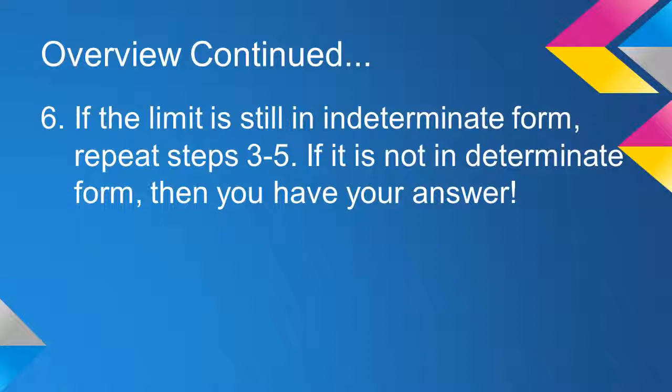If the limit is still in indeterminate form, then we need to repeat steps 3 to 5. So if it's still in the form 0 over 0, then we need to take the derivative of the numerator and the denominator yet again. But if it isn't in indeterminate form, and it's just something like -5, just a number, then you have your answer.